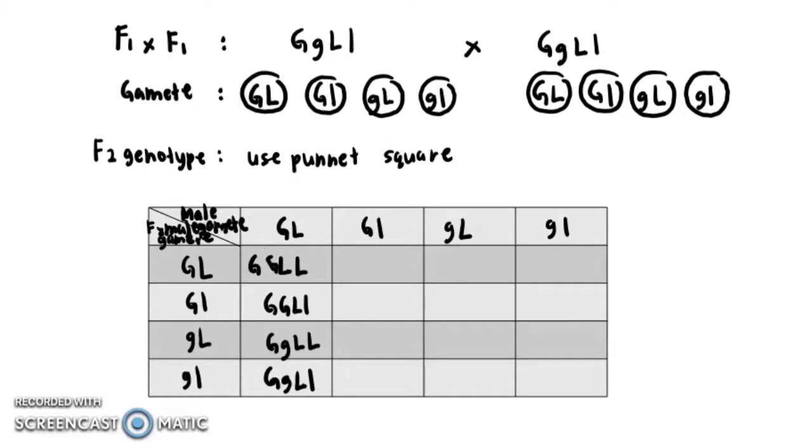And then next G besar, G besar, L besar, L kecil. So you must arrange it properly, where the dominant allele must be in front. G besar, L kecil, L kecil. And then next, G besar, G kecil, L besar, L kecil. Then G besar, G kecil, L kecil, L kecil. So next, just fill in the table.